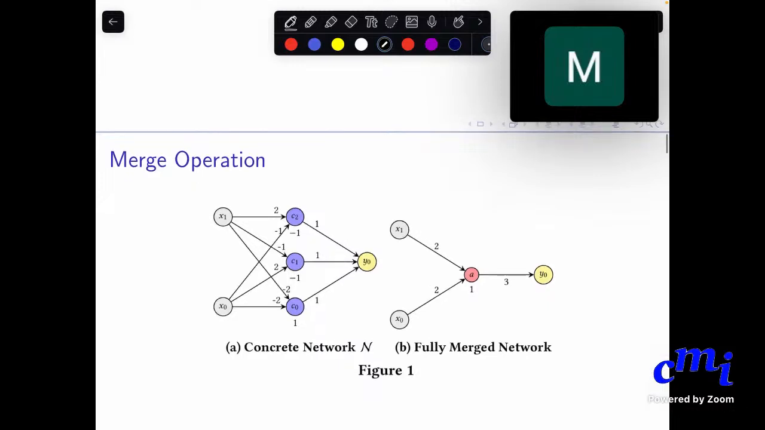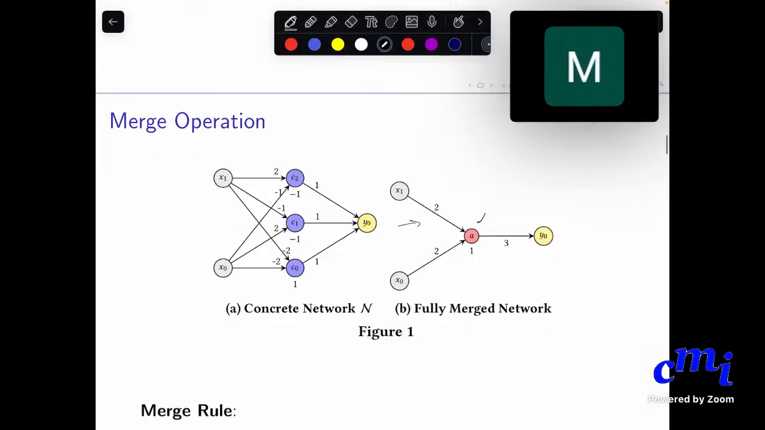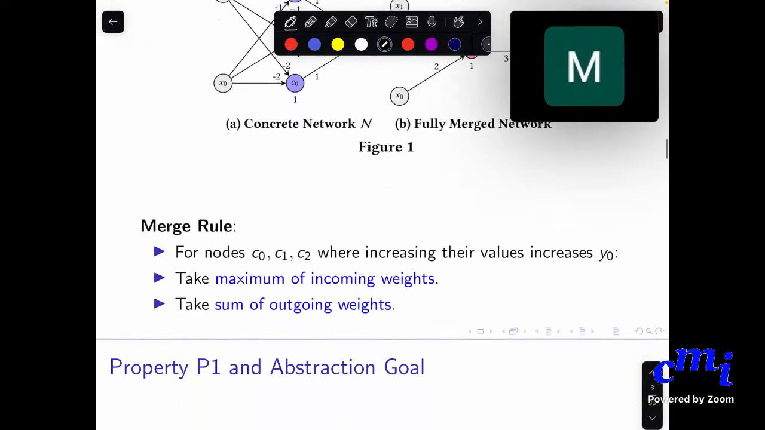Now we will see how the merge operation from the techniques we have seen in class works. In this toy example, all the nodes in the inner layer are inc nodes, so we can merge all of them into one, that is A over here. This is the fully merged neural network. But is this fully merged neural network good enough? We will see.